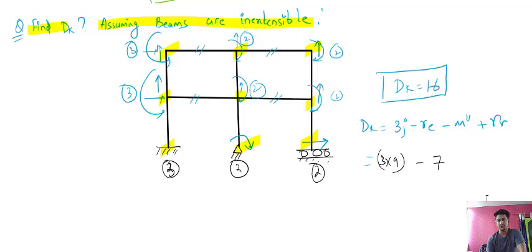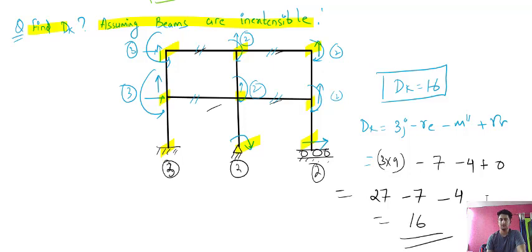7 external reactions minus M double dash. M double dash is the number of members which are axially rigid, that is, beams are inextensible. So this number will be 4. M double dash will be 4 plus RR. RR is the internal release reactions. There is no release, so the RR value is 0. So that is 27 minus 7 minus 4, that comes out to be 20 minus 4, that is 16. So the value of dk is 16. So this is how you can calculate the value of dk.